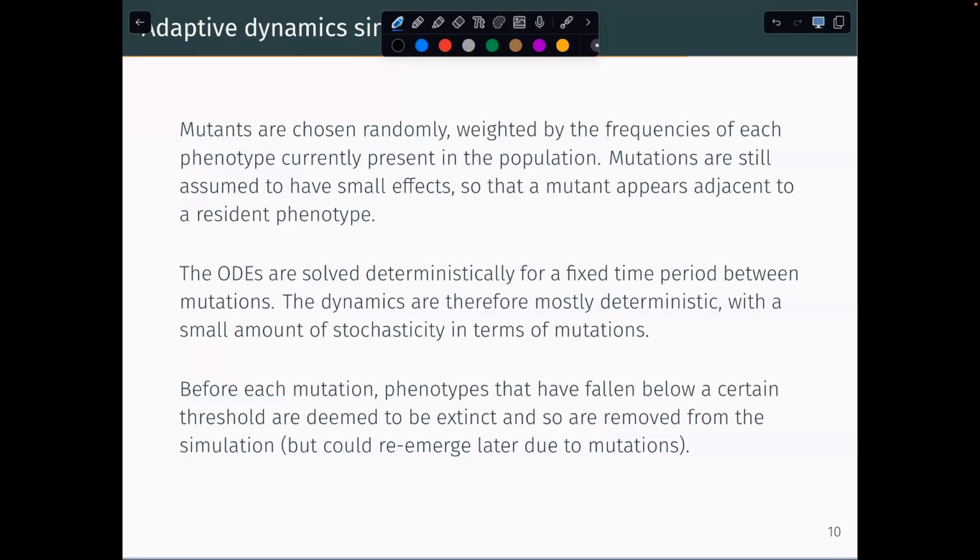These dynamics are therefore deterministic, but then we randomly choose which mutant is going to invade. Okay, and we do this based on a weighted probability of all the types that are currently in the system. Again, one of the differences between this and the classic approach is that we're not just assuming that a mutant replaces a resident straight away. They can coexist for a while, and then if any of them fall below some threshold that we set as an extinction threshold, they just get removed from the system.